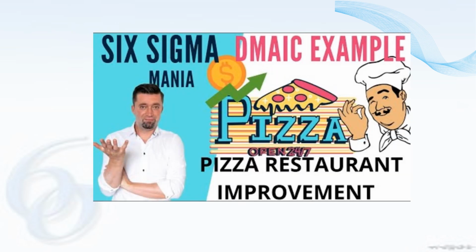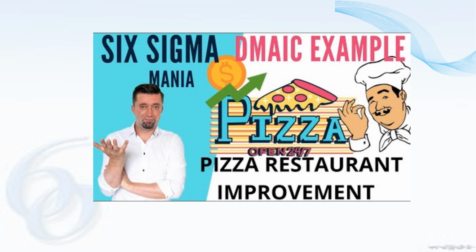After DMAIC, we will discuss the second method, DMADV. What is meant by DMADV? It is define, measure, analysis, design, and verify. Introduction of DMADV and Six Sigma. The Six Sigma method aims to improve the process performance by reducing variation and defects.